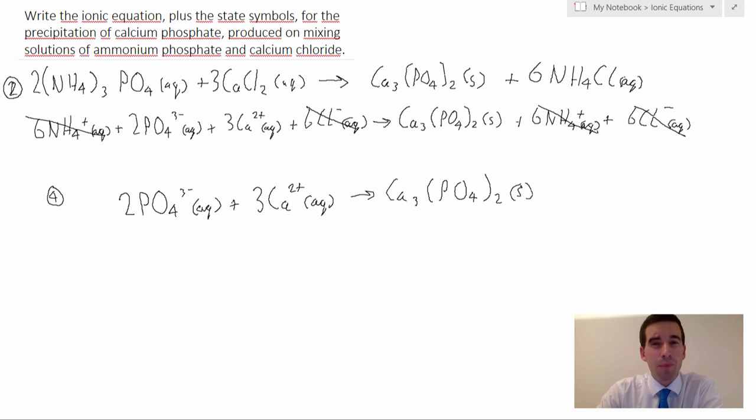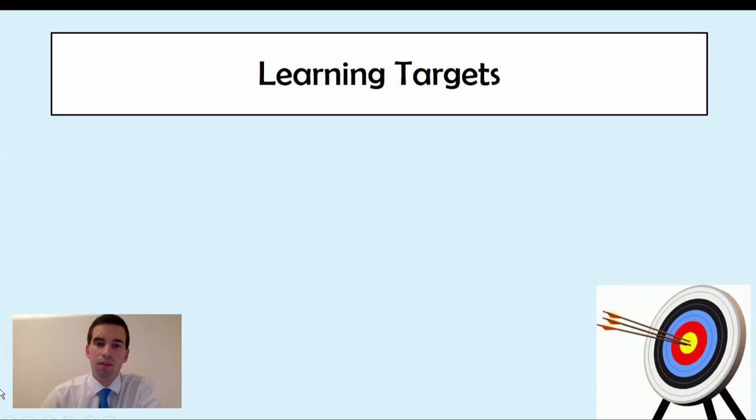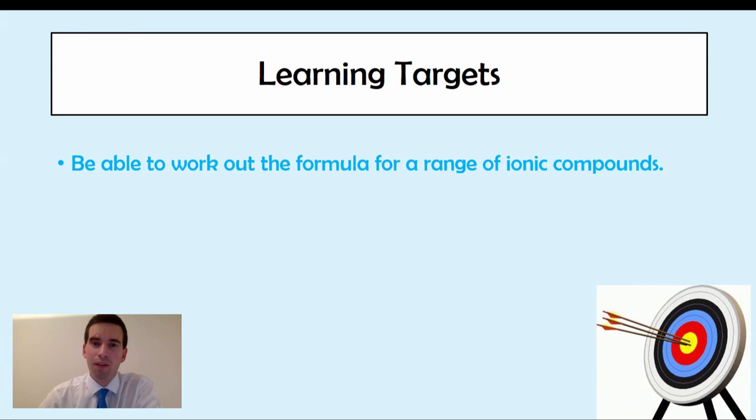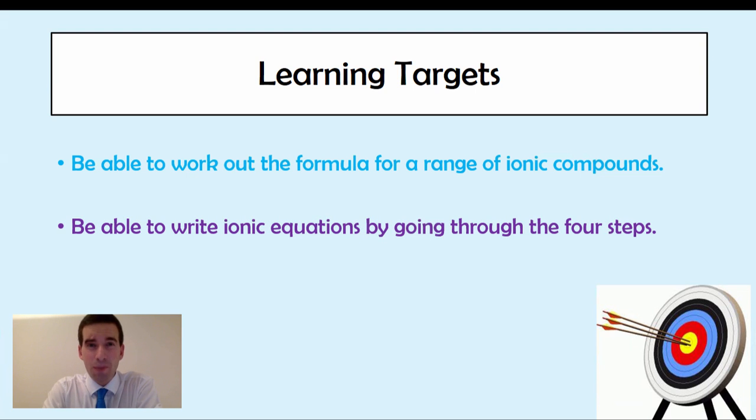So this is what's actually happening in that chemical reaction. The phosphate ions are reacting with the calcium ions to create calcium phosphate. The chloride, the ammonium ions, they're not actually doing anything. And that is the point of writing an ionic equation. So hopefully, you should now be able to write the formula for a range of ionic compounds, or at least once you've learned the ions from the first few slides. And you should know the steps to be able to write ionic equations. Okay, thank you for watching.